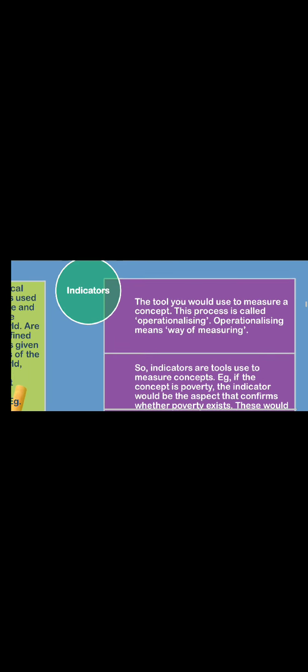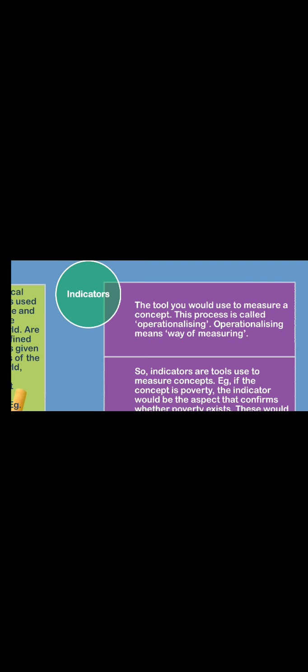And to indicate the existence of these concepts, we need something called indicators. Indicators are like the evidence that something exists. So this would be the tool that you would use to measure a concept. This process is called operationalizing. Operationalizing means a way of measuring. So indicators are tools used to measure concepts.